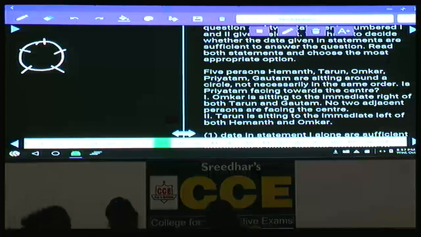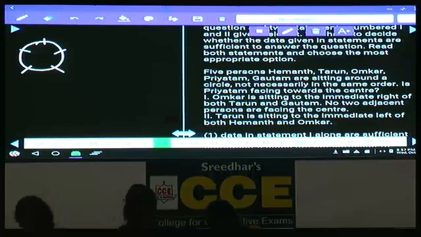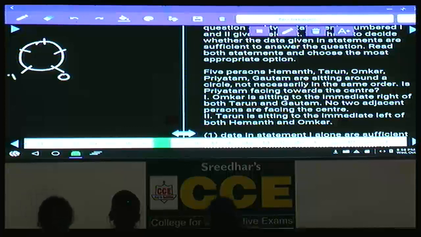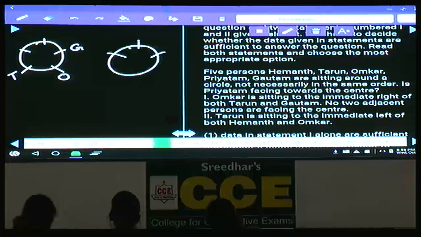Condition 1: Omkar is sitting to the immediate right of both Tarun and Gautam. Now the question is whether Preetham is facing towards the center or not. If Omkar is here, Tarun can be here and Gautam can be here, that is one possibility. Then what is the other possibility we have? Out of these five persons, if Omkar is here, Gautam is here and Tarun is here.